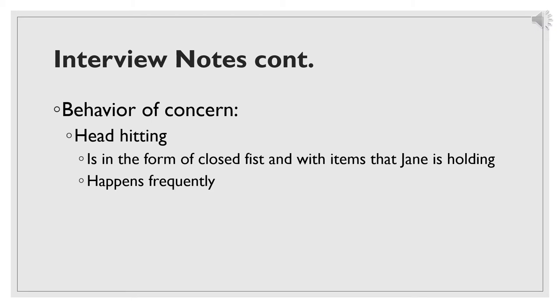In this portion of the interview, we were able to define the problem behavior that is most concerning to Jane's parent. We discovered that it is head hitting. Emily asked questions to determine in what way Jane is engaging in this behavior. We found out that she is doing so in the form of a closed fist or with items that she is holding at the time. We also discovered that this behavior happens frequently. Because of this, this is a behavior that we would be interested in assessing and intervening on.